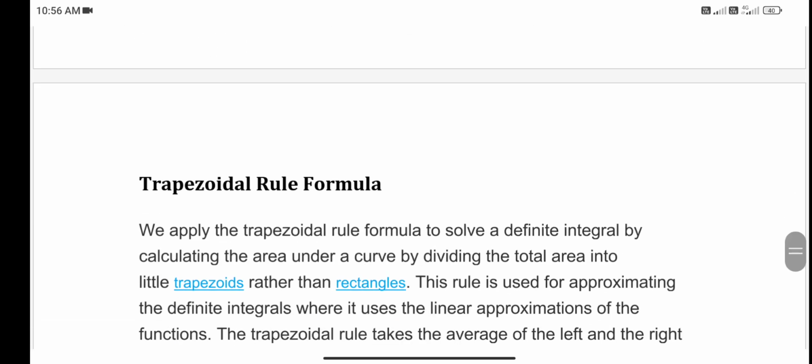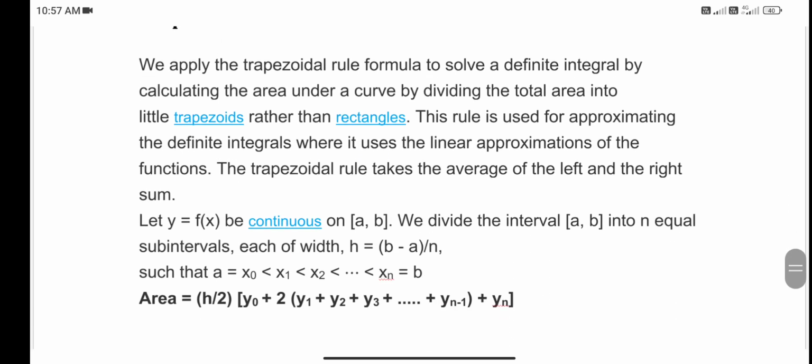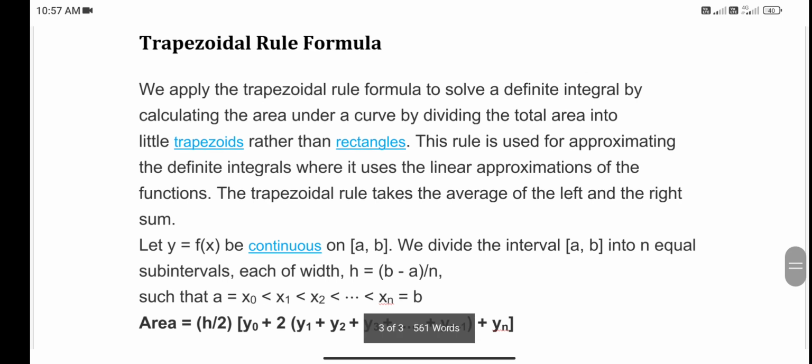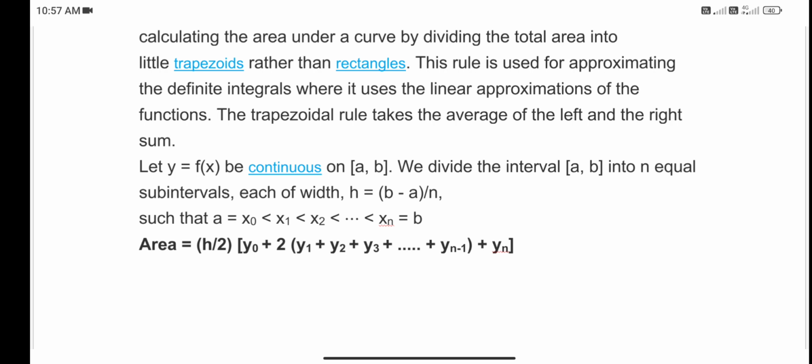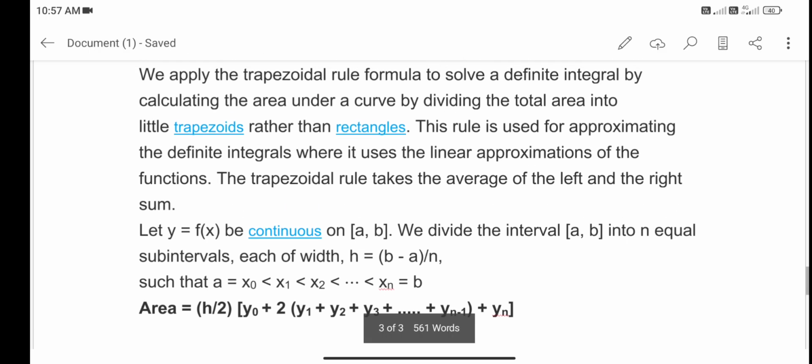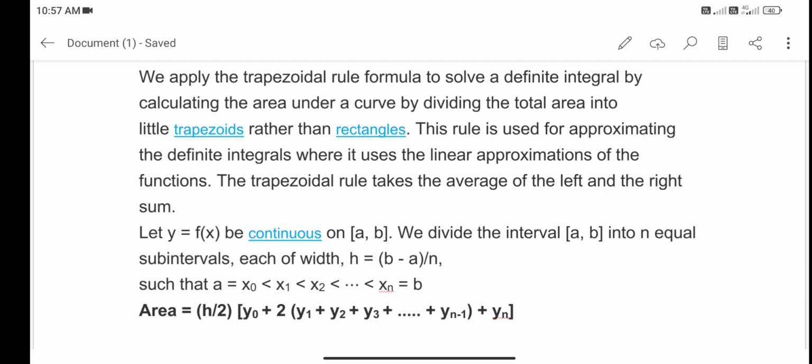Last formula is the trapezoidal rule. We apply the trapezoidal rule formula to solve a definite integral by calculating the area under a curve by dividing the total area into little trapezoids rather than rectangles. This rule is used for approximating definite integrals when it uses linear approximations of the functions. The trapezoidal rule takes the average of the left and the right sum.